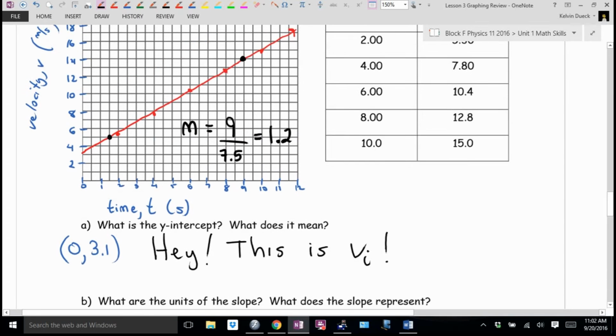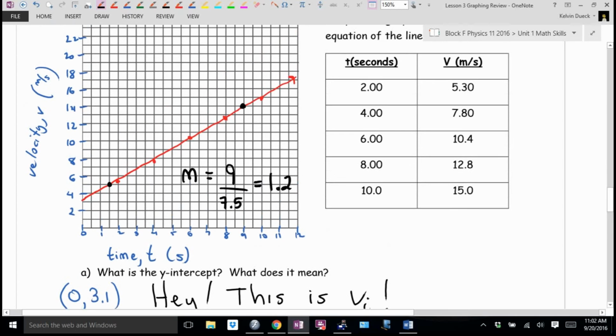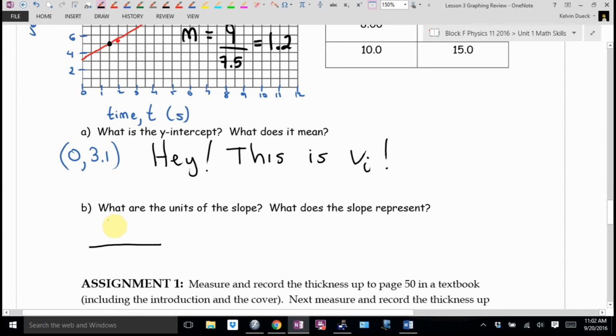But instead of doing the numbers, instead of going 9 over 7.5, 1.2, I'm going to do the same thing but with the units. What are the units on the y-axis? I wrote them. Read them. What are they? You're way overcomplicating this. What are the units on the y-axis? Meters per second. That's why I labeled it that way. Okay? So let's write this. Meters per second. Y-axis. So I'm going to put that on the top where the rise goes.